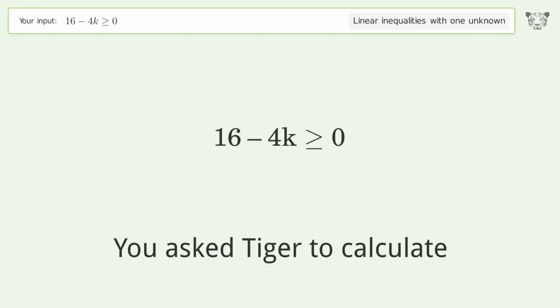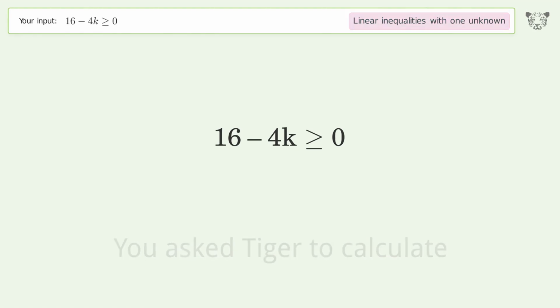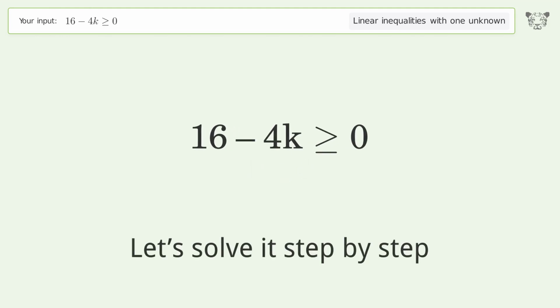You ask Tiger to calculate. This deals with linear inequalities with one unknown. The final result is k equal or smaller than 4. Let's solve it step by step.